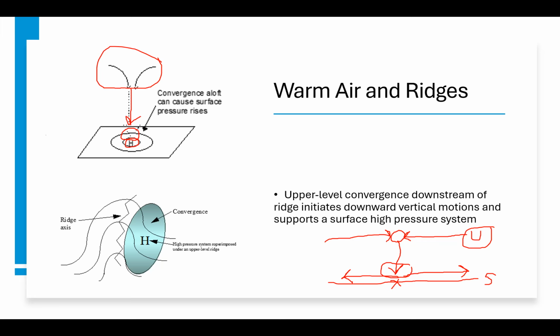Notice with the upper level ridge, this is your ridge axis here, and notice where surface high pressures generally like to form in relation to these upper air ridges. They generally like to form downstream, represented by this green oval here, and the H is your surface high pressure. So you can see where the upper level convergence is most favored. It's basically to the right, or downstream, of this ridge axis.